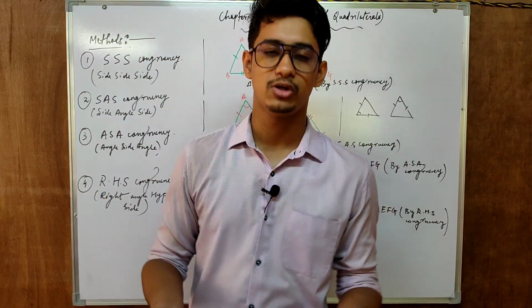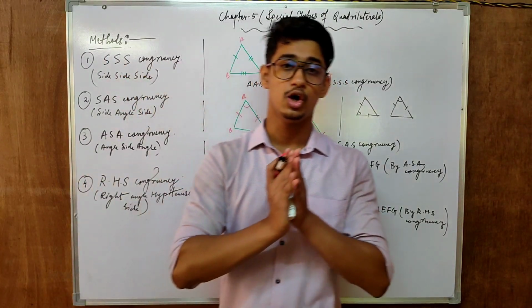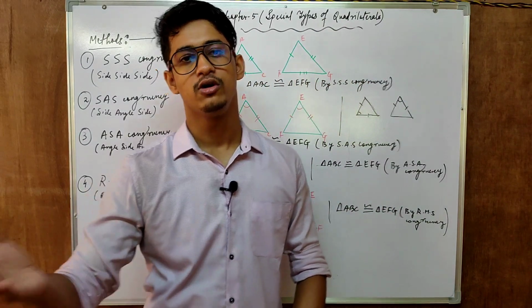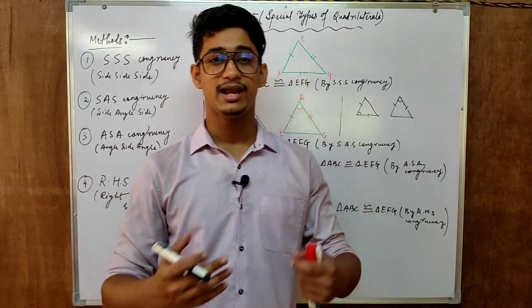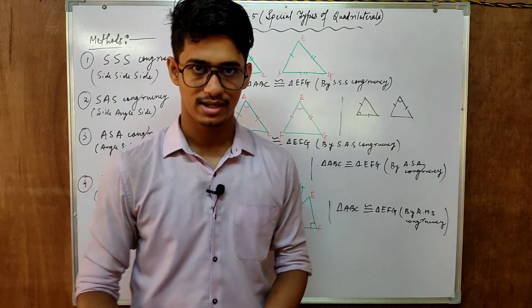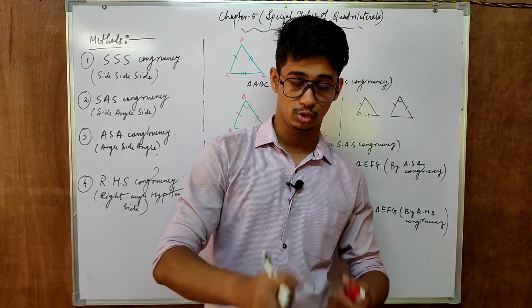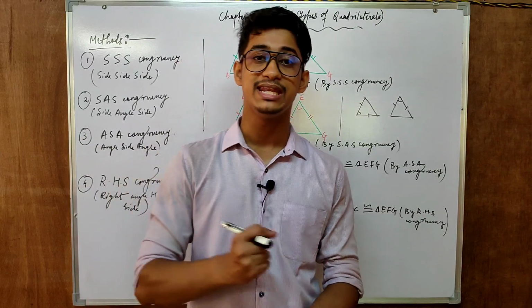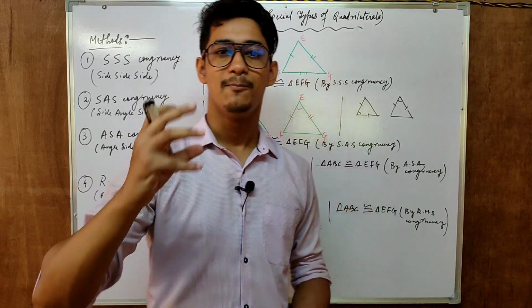So what do those different questions mean? If you see in your example before exercise 5a, there are some theorems or proofs, right? So to solve those particular proofs, we need congruency methods.